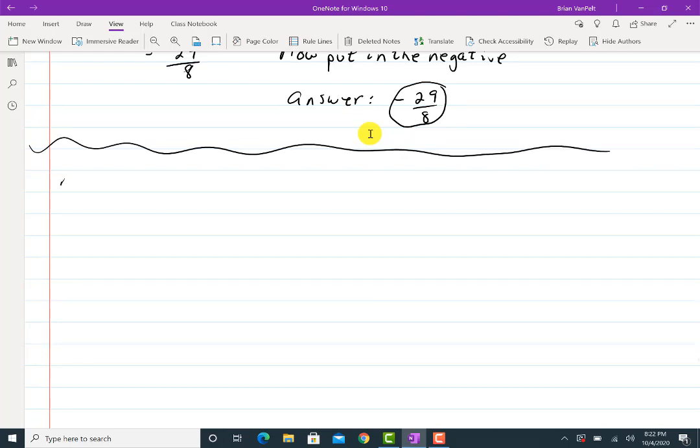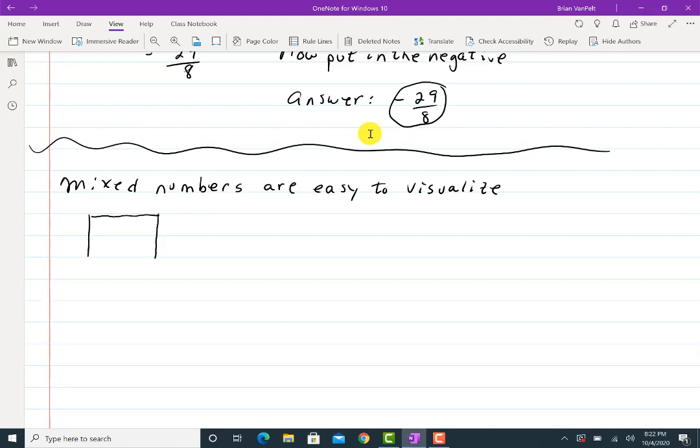Now, mixed numbers are easy to visualize. For example, give me a minute, I'm going to do 3 of these boxes.